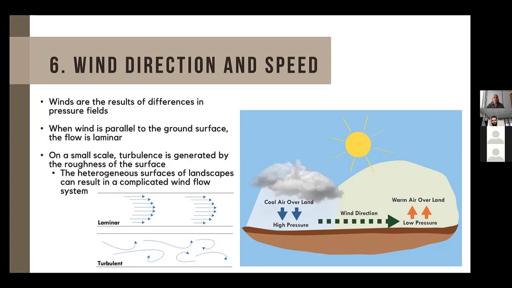But on a small scale, this never happens because there's a lot of turbulence that is generated by roughness of the surface. So the heterogeneous surfaces of landscapes can then result in a very complicated wind flow system. So there are a lot of eddies that will be formed by, for example, a tree in a field or a house or whatever structure there is on the site.